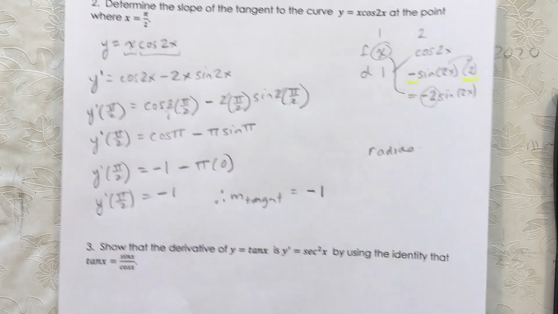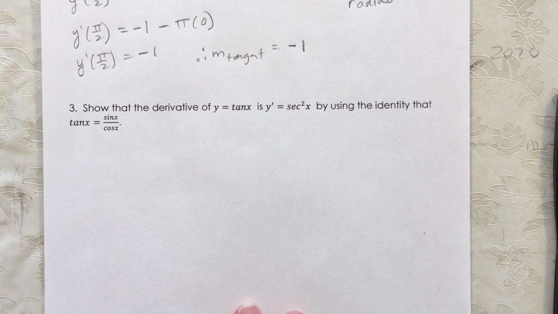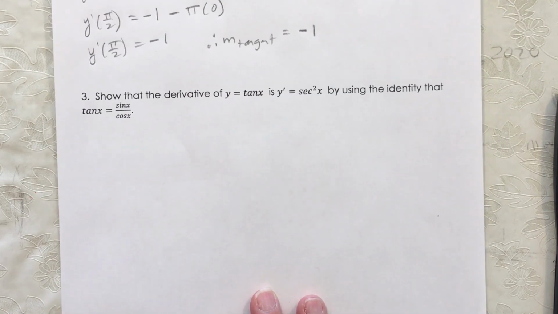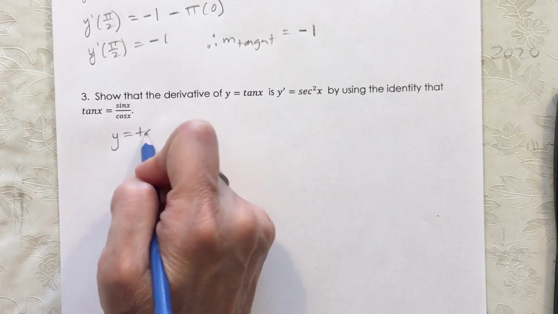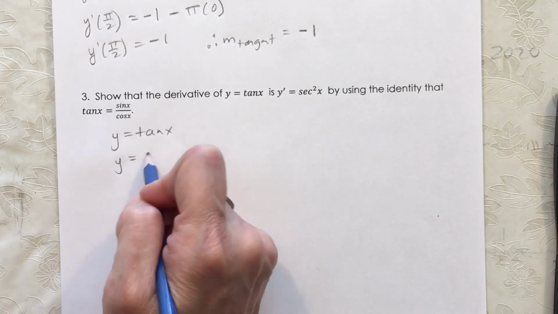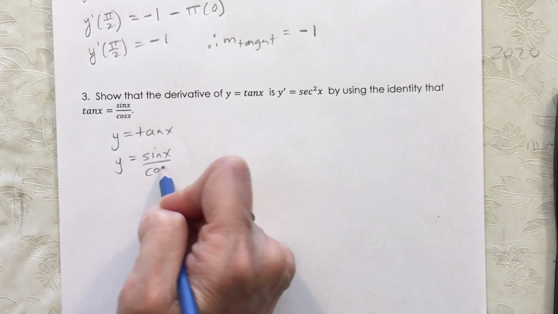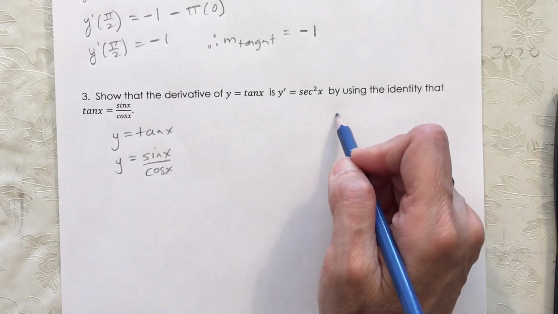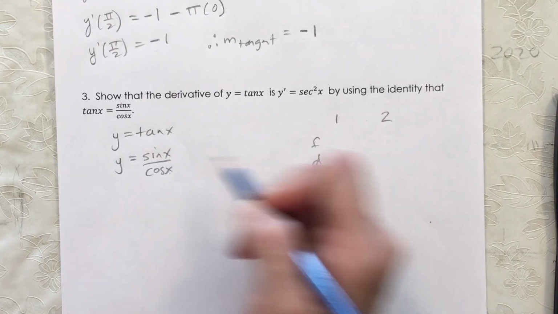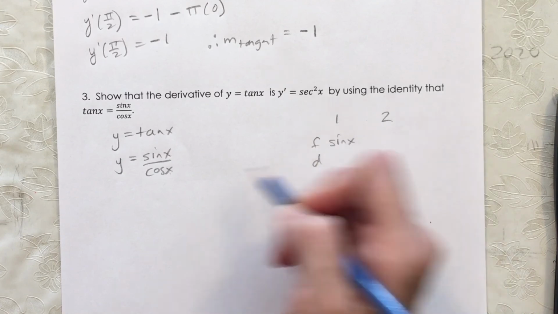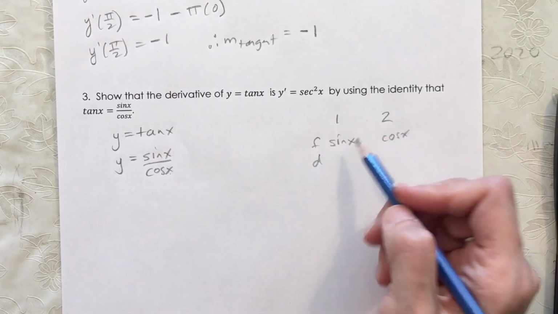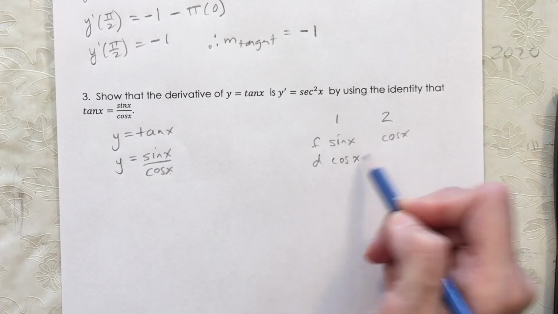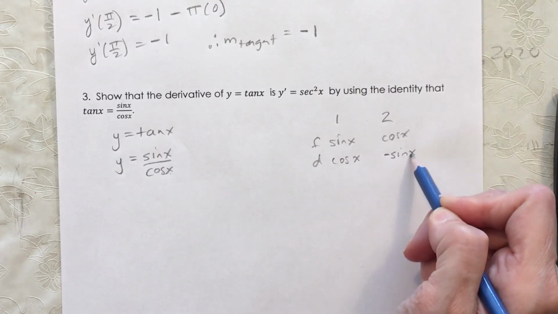Okay, and our last question. Show that the derivative of y equals tan x is y prime equals sec squared x by using the identity that tan x is sine over cos x. So we're going to start off with y equals tan x, but we're going to rewrite it as y equals sine x over cos x, because we know the derivative of sine x and cos x. So we can think of this as a quotient rule then. So our first function is sine x, and our second is cos x. The derivative of sine is cos x, and the derivative of cos is negative sine x.